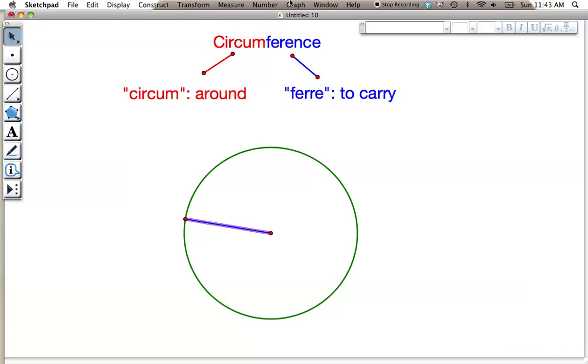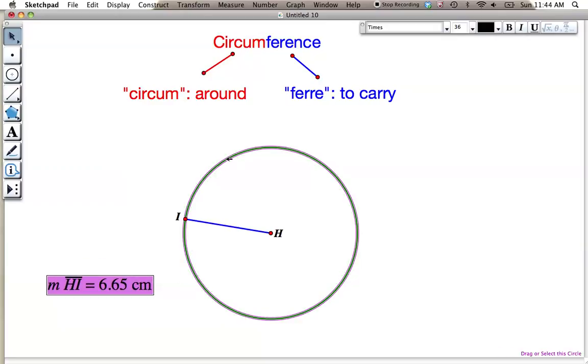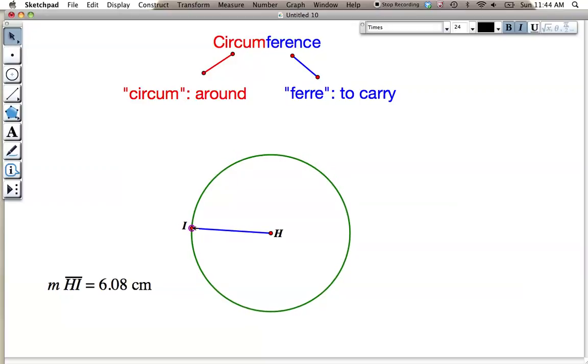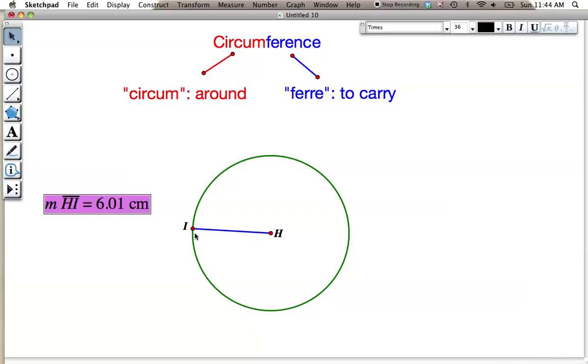I can find a length for that radius, and then we can discover some truths about the circumference of the circle, meaning how far is it all the way around, from this point all the way around back to this point, if I were to unfold it or something. So let's make a nice radius for us. Let's make it 5. Doesn't want to let me make 5. Let's try 6.01, close enough.